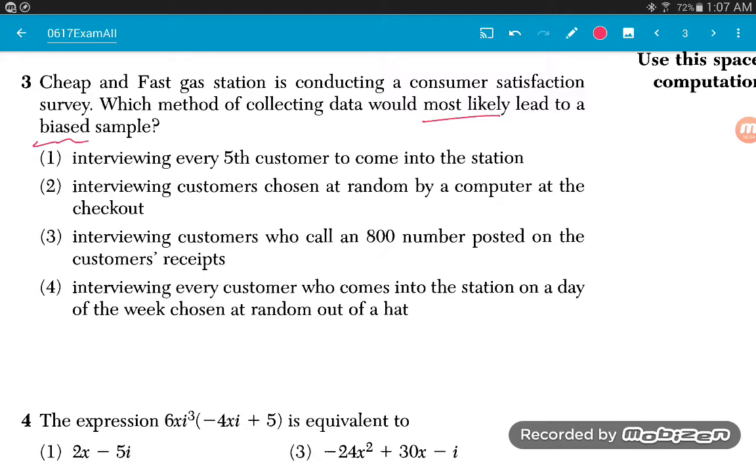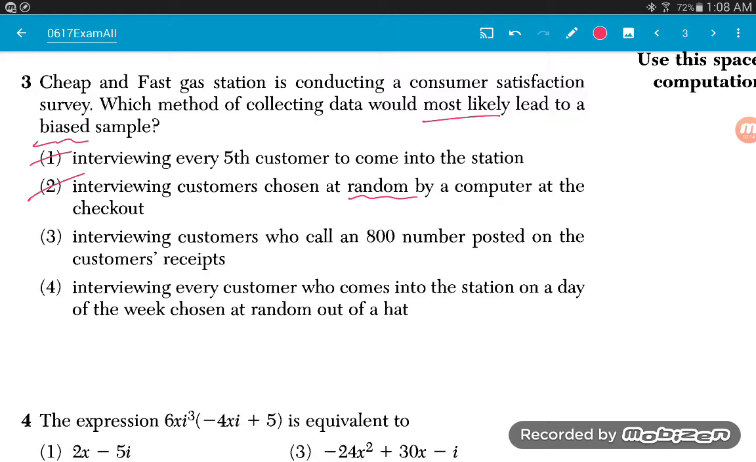So interviewing every 5th customer to come into the station. That seems pretty fair, so I'm thinking of crossing that one out. Interviewing customers chosen at random by a computer at the checkout. That's random, okay? Random is typically good. So that's a good one, so we want to cross that one out. We want biased.